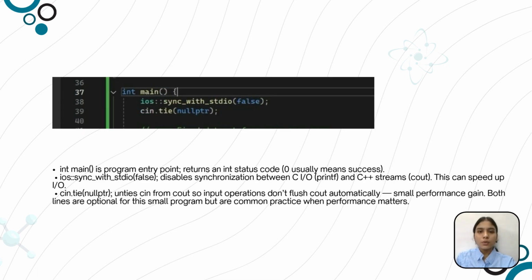Now, this part of the code is the main function, which is the starting point of the program. It returns an integer, usually 0, to show the program ran successfully. The next line, ios::sync_with_stdio(false), makes input and output faster by turning off synchronization with C style I/O. The line cin.tie(nullptr) unties cin from cout, which also helps make input operations slightly faster. These two lines are optional for small programs like this, but they are good practice when performance matters.